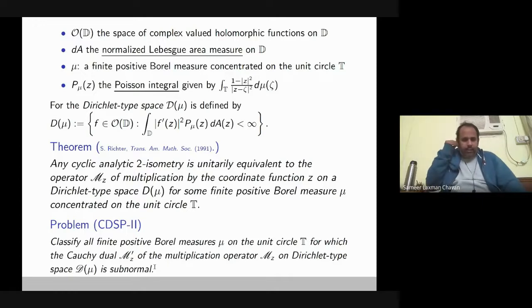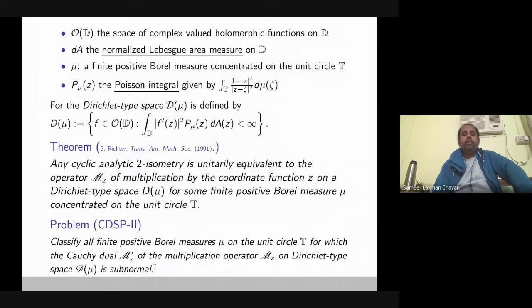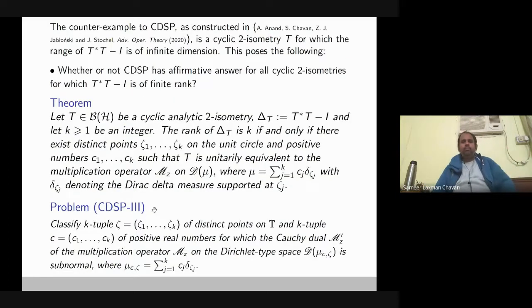Now we want the answer in terms of the measure, and the advantage is that you can use results from the theory of Dirichlet type spaces. In fact, there is an entire book on Dirichlet spaces. These are natural generalizations of Dirichlet spaces, and there has been voluminous literature on these spaces. So as I said earlier, the counterexample constructed is a cyclic 2-isometry for which the range of T star T minus I is of infinite dimension.